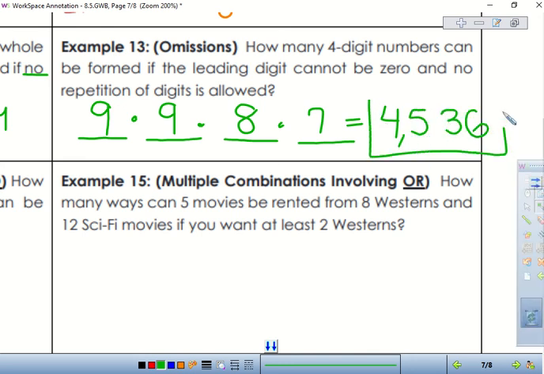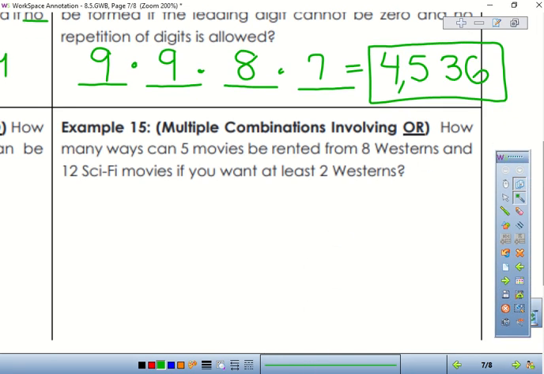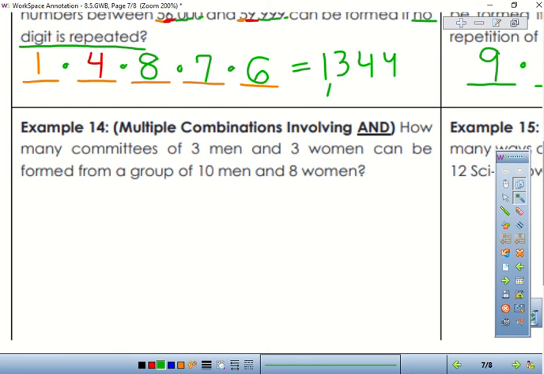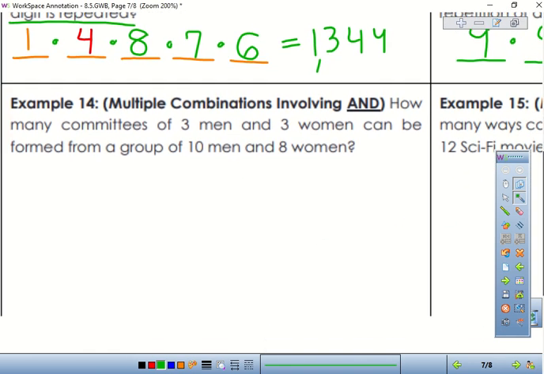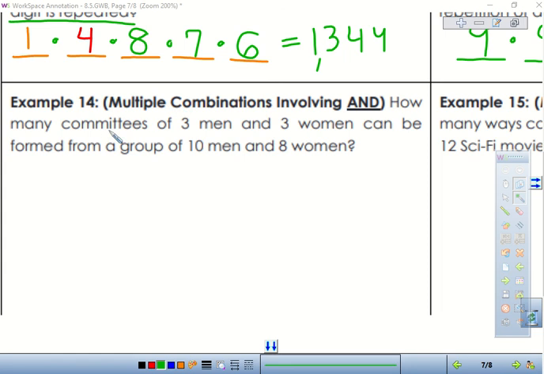Wait, why'd you put 9987? Because the first one can't be 0, so you have 9 choices. The next one can be 0, so it's gonna be 9. The next one can be anything except for whatever the first one was. Yeah, this topic's tricky, I'm not gonna lie. It's very easy, but it's also very easy to mess up. Yes, it really is. The answer was 4,536, right? Correct.